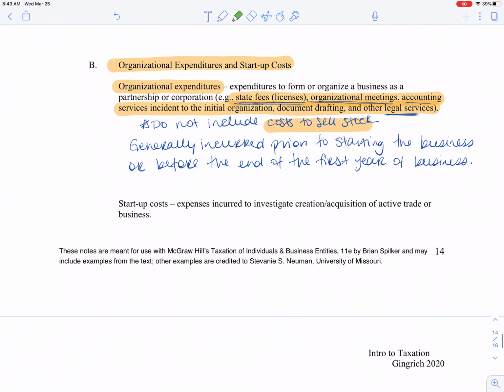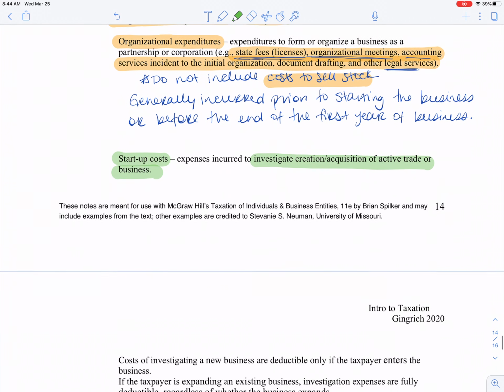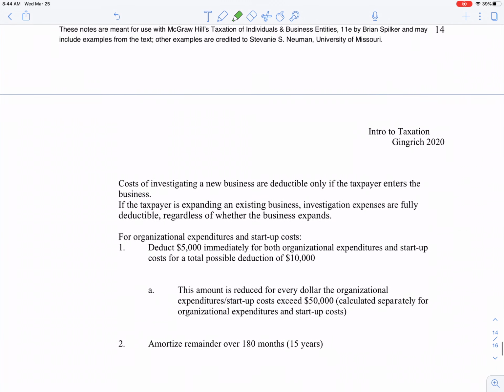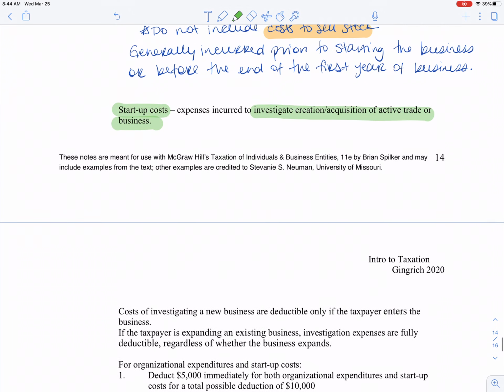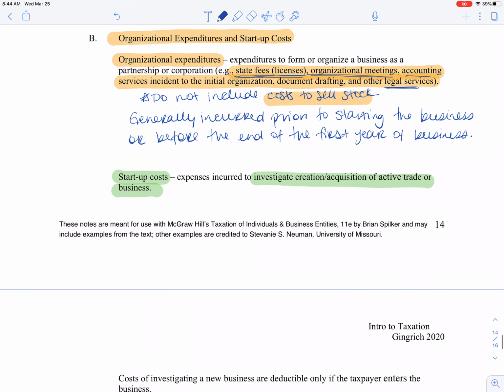All right, then we have startup costs. These are very similar to organizational expenditures. They're incurred to investigate the acquisition of a trade or business. So I want you thinking of things like going and trying to assess the marketability of a business. So I'm going to say advertising, employee training, the investigation costs.